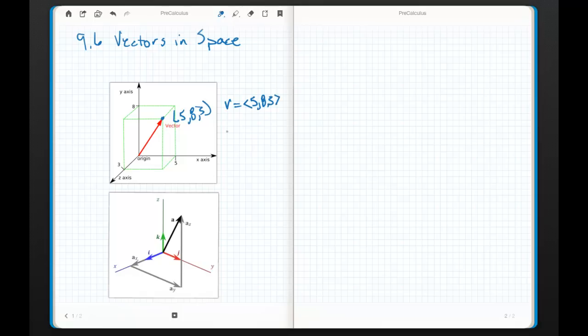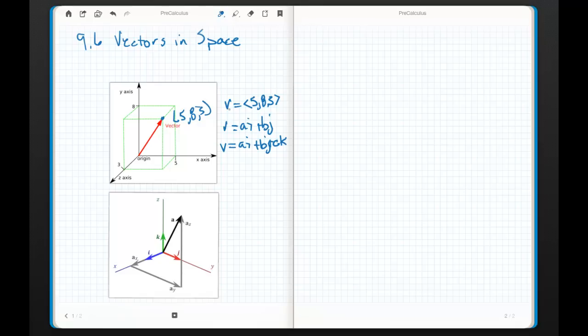Now, remember in 2 space, we said that vectors could be written as ai plus bj. Well, in 3 space, we just add a k to this thing. So we can write it as ai plus bj plus ck.